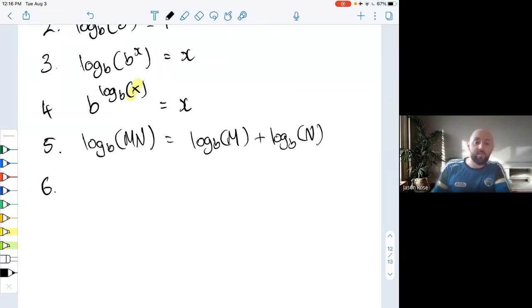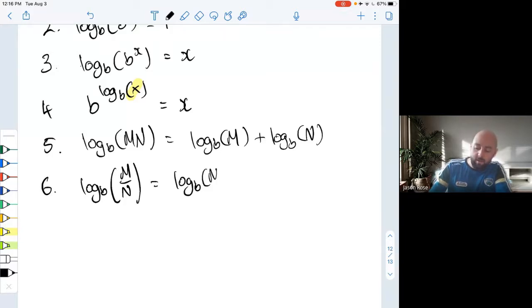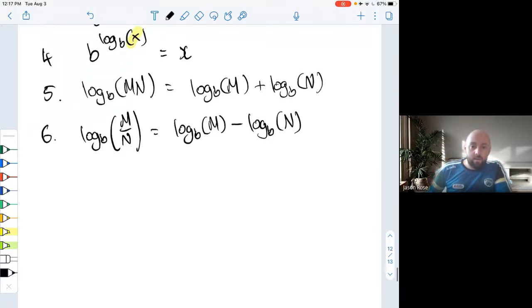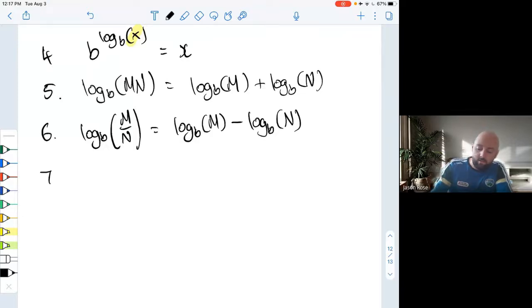Rule number 6, log to the base b of m over n is log to the base b of m minus log to the base b of n. So that one is a subtraction, and the next very important one is this one here.